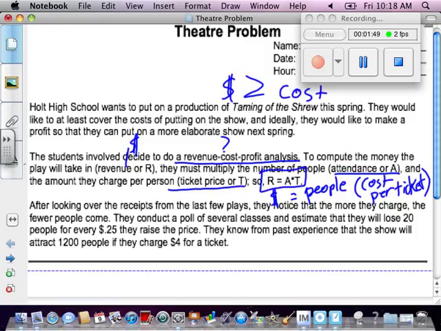So basically, only 12,000. So we're going to figure that out. After looking over the receipts from the last few plays, they noticed that the more they charge, the fewer people come. That makes sense, right?